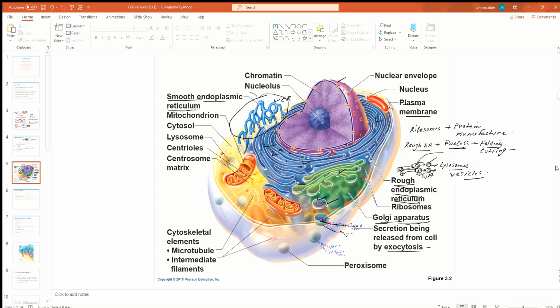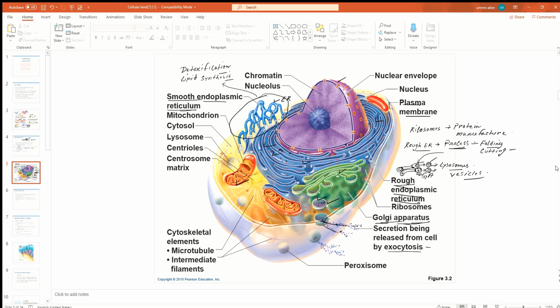Now, smooth ER. Smooth ER performs different functions. A very important function is detoxification: detoxify the toxic chemicals, neutralize the toxic chemicals. And another important function is lipid synthesis. So that is the smooth ER.